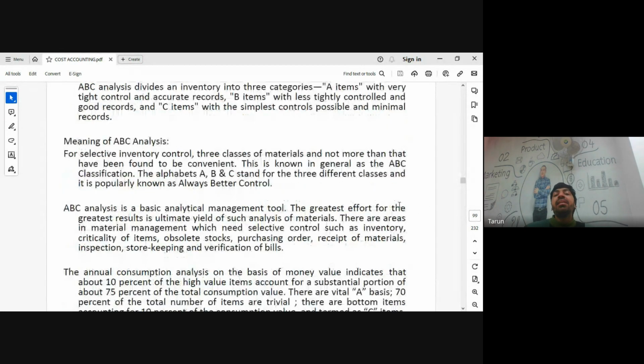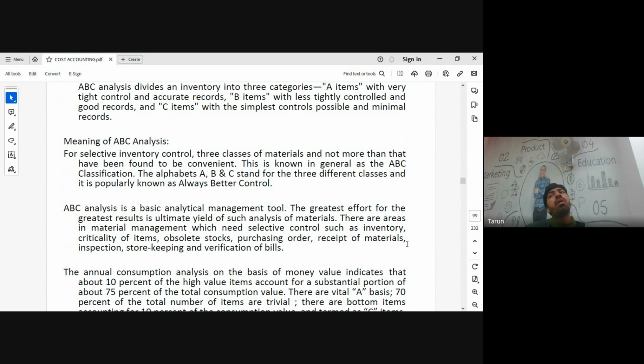ABC analysis is also one of the basic analytical tools, because it allows practical applicability to such material items. One of the main advantages of such analysis is to get maximum or efficient results, so that you can easily verify or analyze the materials according to their classification.